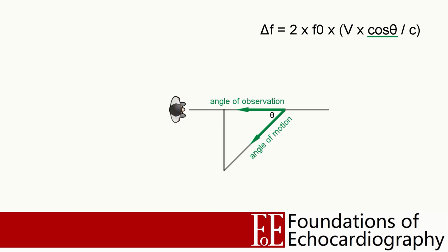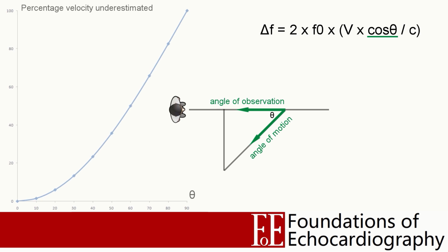If the angle of motion is at right angles to the angle of observation, then theta measures 90 degrees. Then, as the cosine of 90 degrees is 0, the measured velocity will also be 0. This graph demonstrates how the angle of theta impacts on how much we underestimate the true velocity. When the angle of intercept is only a few degrees out, then the magnitude of underestimation is relatively small. However, this inaccuracy rapidly increases for values of theta above 20 degrees.